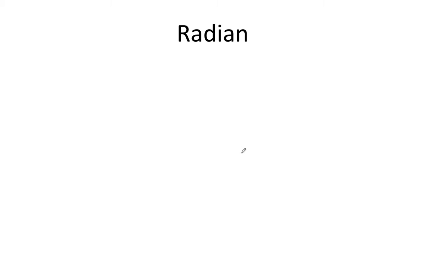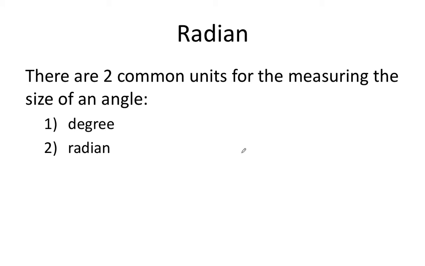This video is on radians. There are two common units for measuring an angle. You're used to degrees, or maybe we'll say something like it is 10 degrees. The other common unit for measuring an angle is radians.